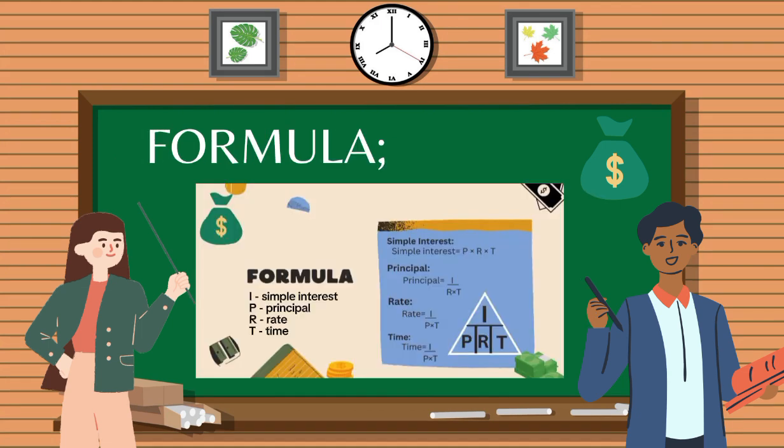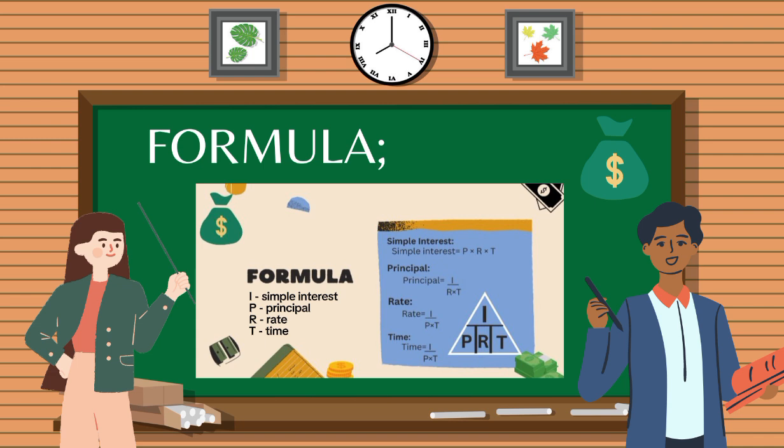Ito po ang formula na ating gagamitin kapag tayo ay kukuha ng simple interest. Where I is simple interest, P is the principal amount, R is the rate of interest or simply rate, and T is the time, but in years. Kung simple interest naman po ang ating kukuhanin, ang gagamitin po nating formula ay I equals P times R times T.